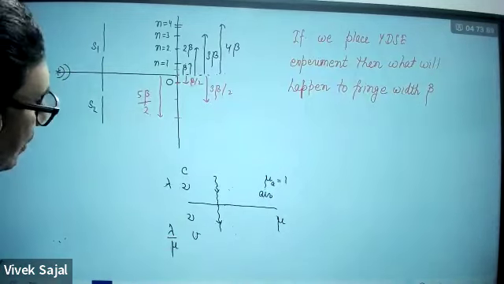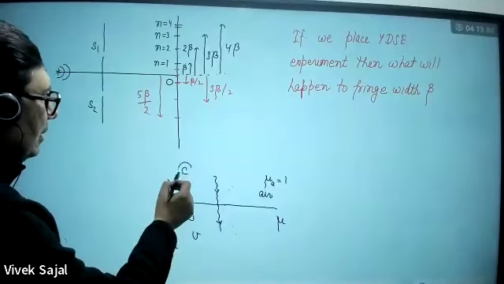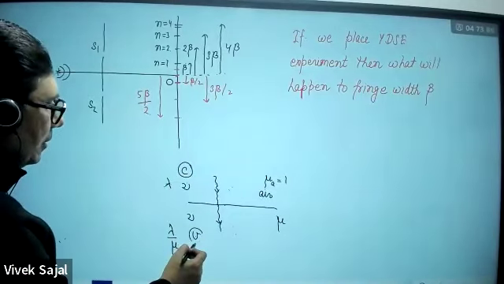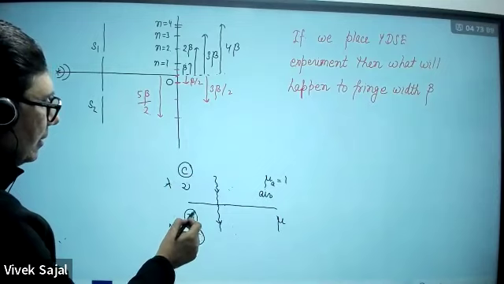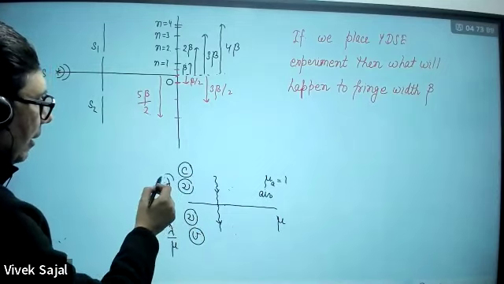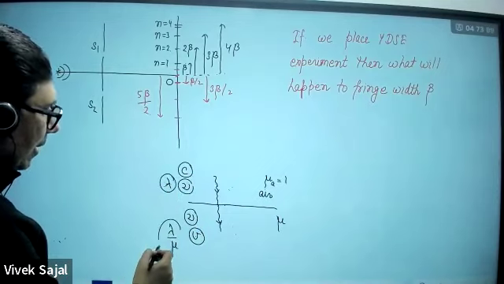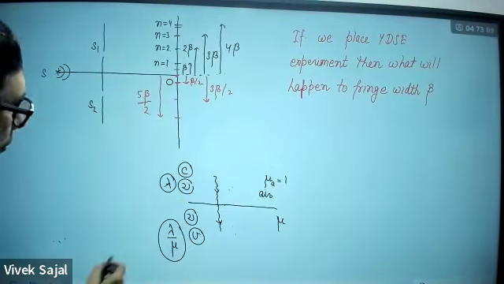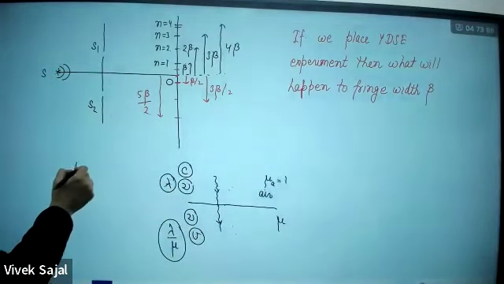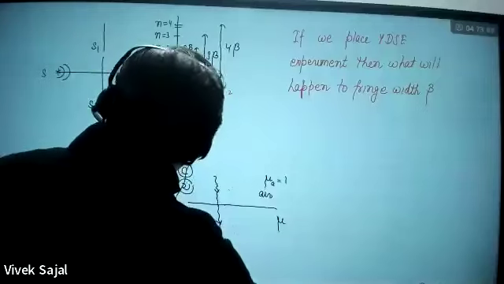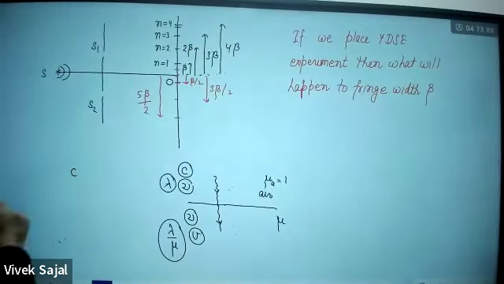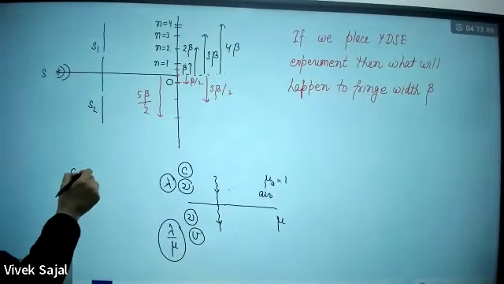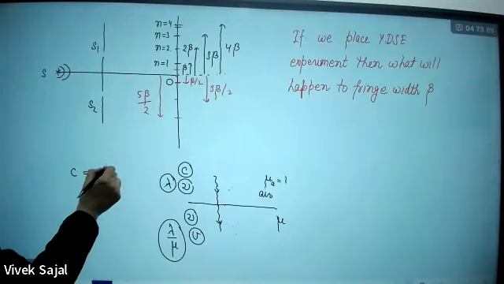Lambda by mu. Remember, c will convert into v. Frequency will be the same, and wavelength will change from lambda to lambda by mu. Look here. What is the formula for this? This will be c equal to nu lambda.